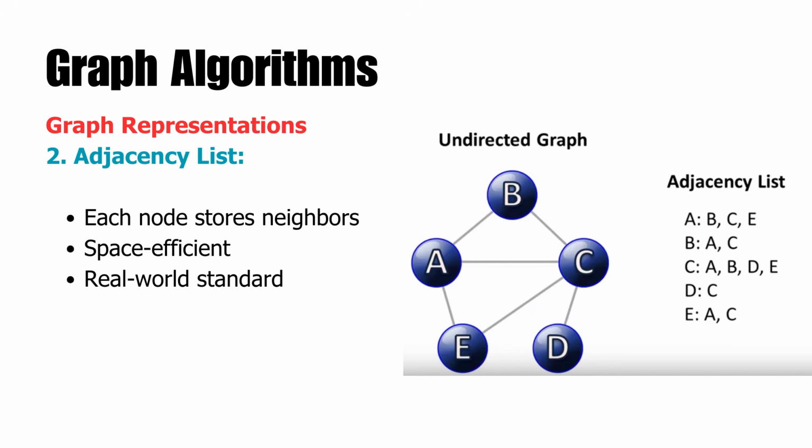An adjacency list, on the other hand, stores a list of neighbors for each node. For instance, node 0 might have nodes 1 and 2 as neighbors. This representation is space efficient and ideal for traversal operations. It's the most common representation in real-world applications.